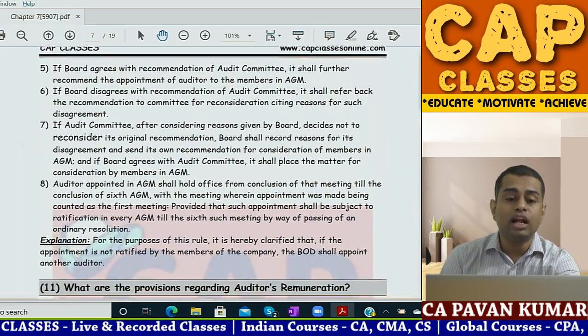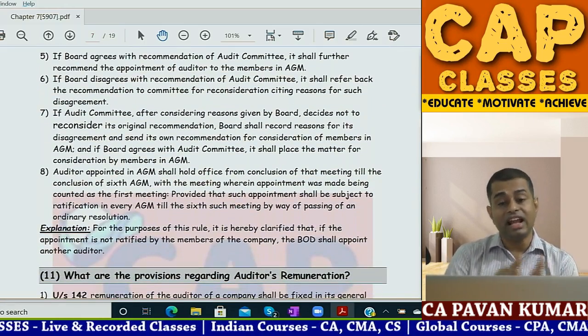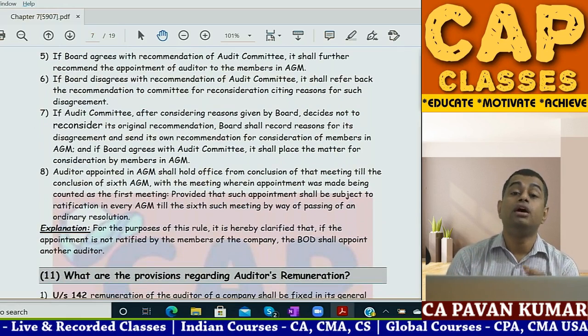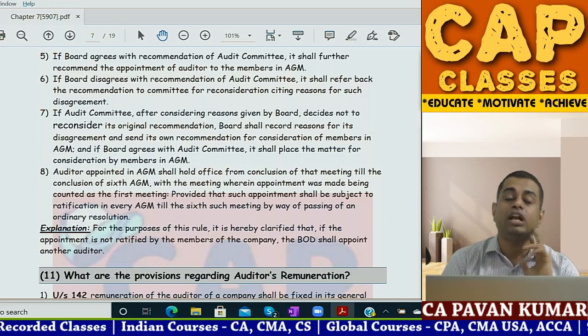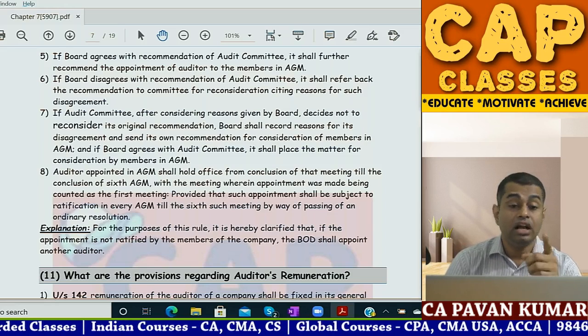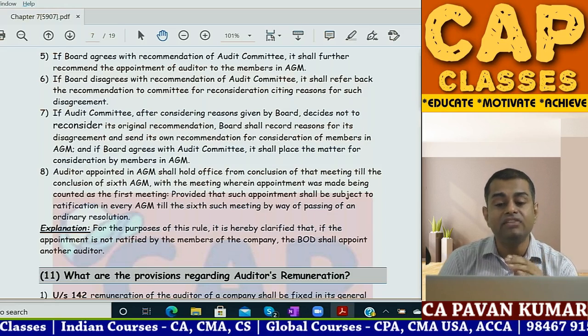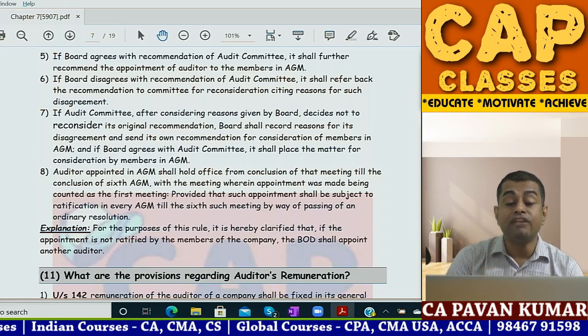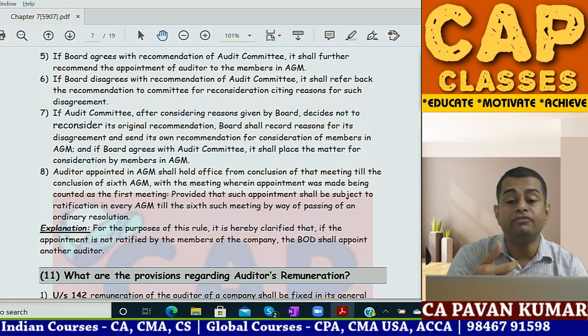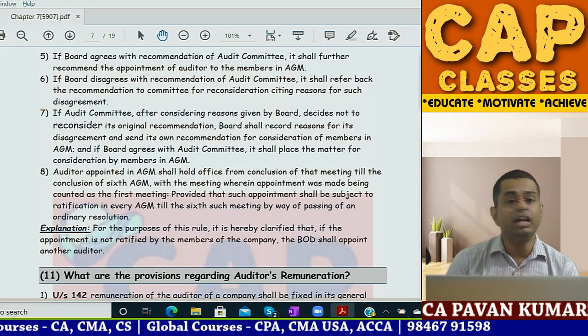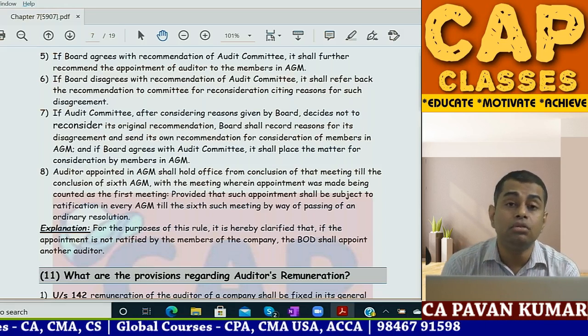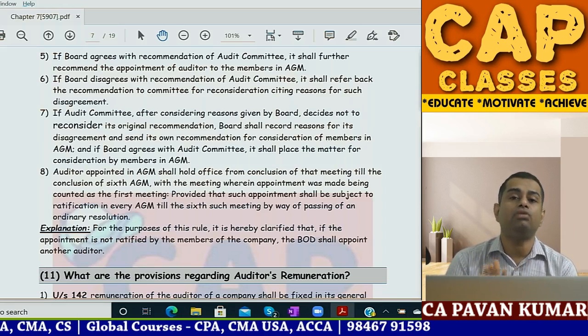Now, there are two cases. The board of directors agrees with the recommendation, no problem. If the board of directors disagrees with the recommendation, then what happens? Sixth point, if the board disagrees with the recommendation, it shall refer the recommendation back to the committee for reconsideration, citing the reasons for disagreement. Dear audit committee, we are not agreeing with you to consider Extend company chartered accountants firm.